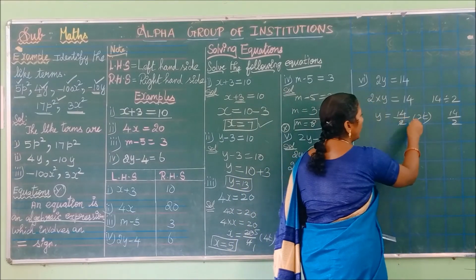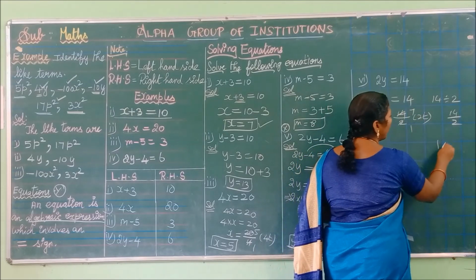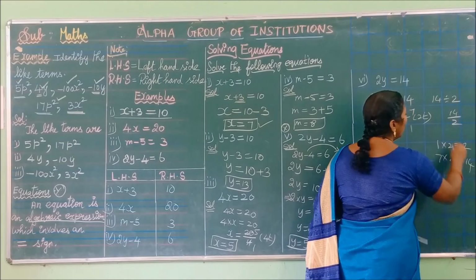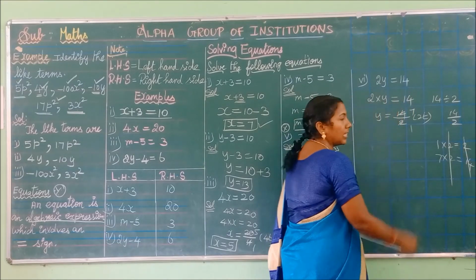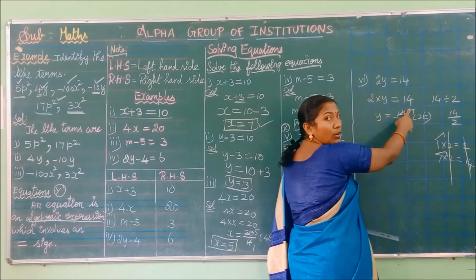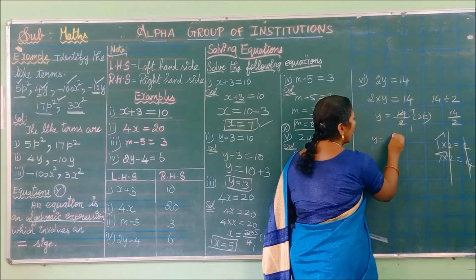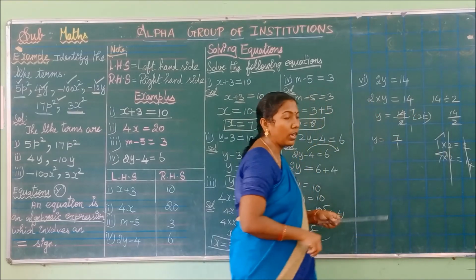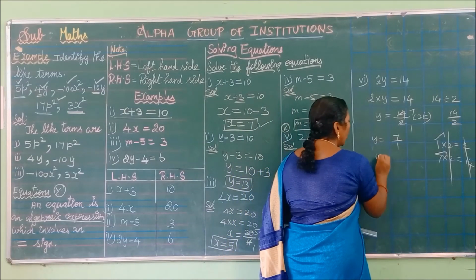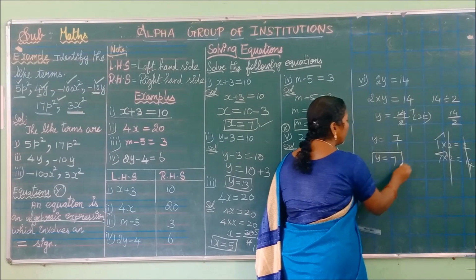Yes, 7. So here we are using the 2 table to divide it. 1 2 is 2, 7 2s are 14. Don't write the table, don't write the answer. Here you have to write the times. 1 2 is 2. 7 2s are 14. So your answer is y equal to 7 by 1. If any denominator is 1, you have to leave it. So your answer is y equal to 7. This is a very easy one.